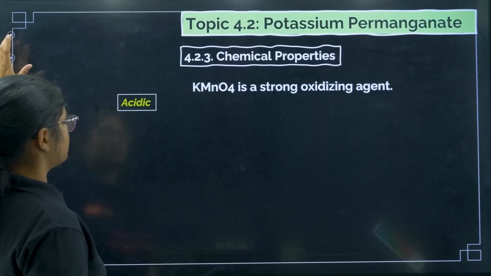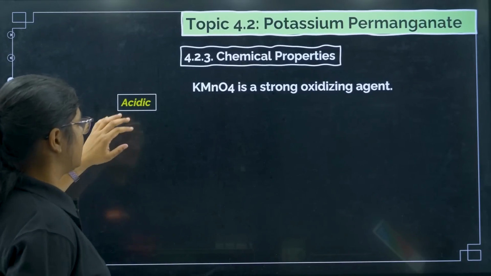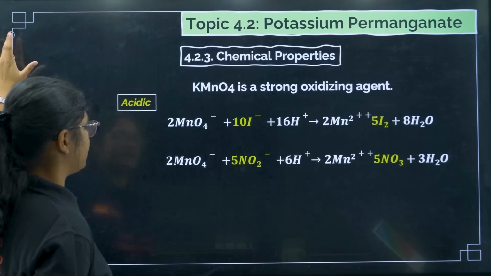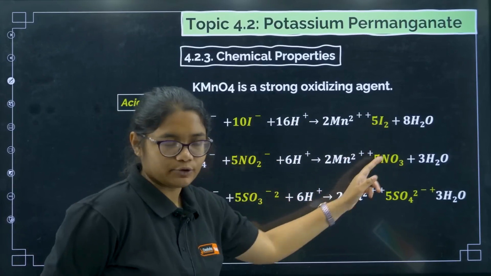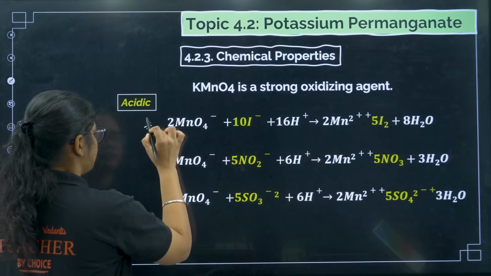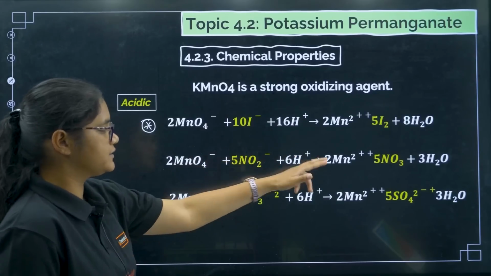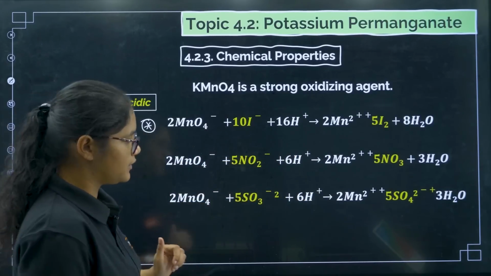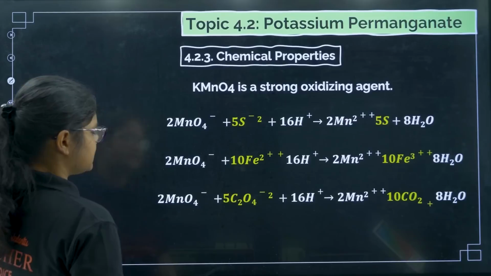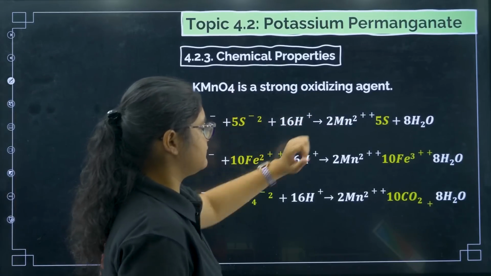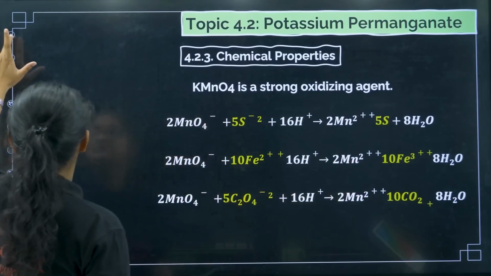The same thing is also applicable when it is oxidizing other species, right? So basically if you are taking an acidic medium, you will find reactions like this, where I minus is getting converted to I2. This is an important reaction from where questions have been asked repeatedly. I minus gets converted to I2, NO2 minus gets converted to NO3 minus, SO3 2 minus gets converted to SO4 2 minus. Apart from this, we have these examples as well. S2 minus gets converted to S, Fe2 plus to Fe3 plus, C2O4 2 minus to CO2.